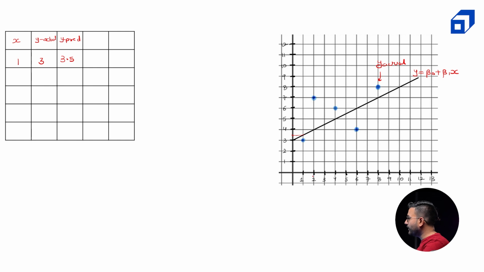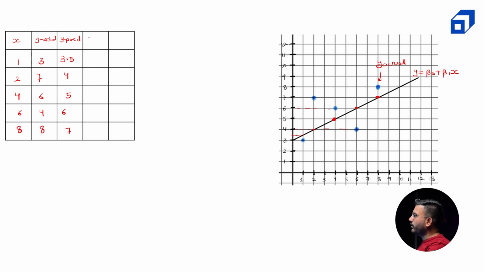When my x is 2, my actual is 7, right? But prediction is going to be around here, which is 4. When my x is 4, my actual is 6, but prediction is going to be 5. When my x is 6, my actual is 4 over this point, but prediction is 6. And when my x is 8, then the actual value is 8, prediction is 7.